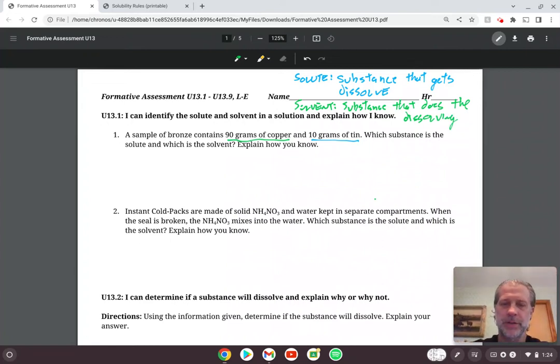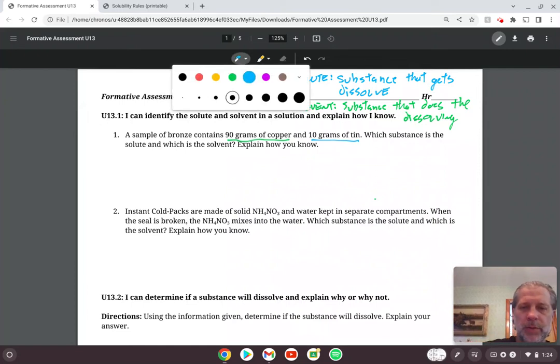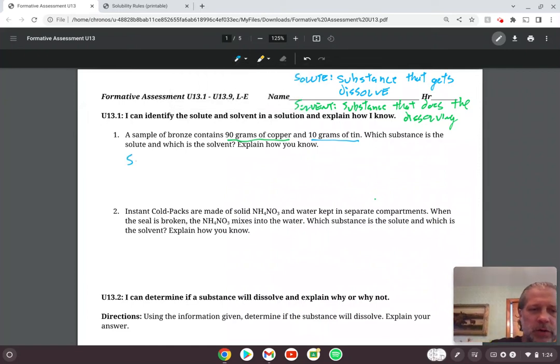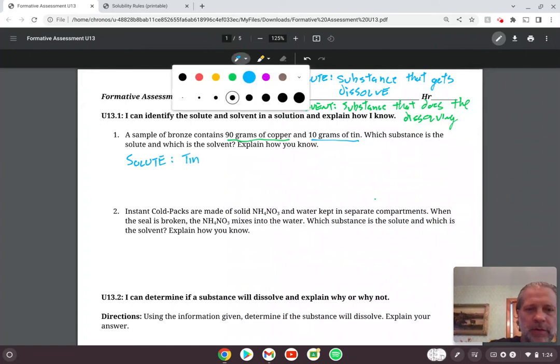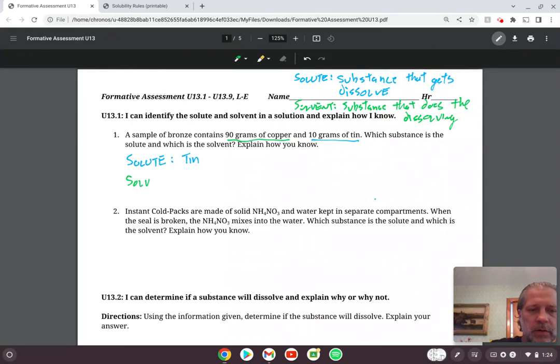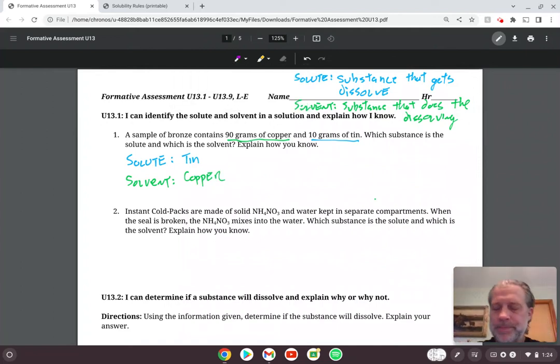In this particular instance, we're looking at what appears to be two solids. The best way to describe what's happening here is that the solute, in this case, is going to be tin, and the solvent is going to be copper.